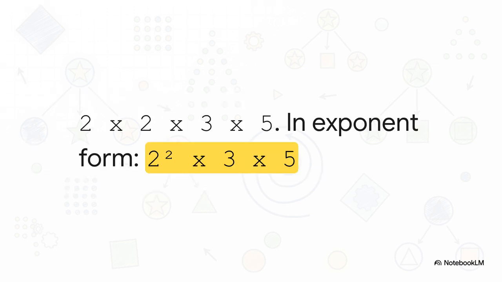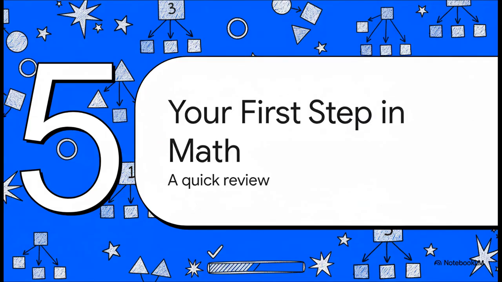So let's gather up all our prime pieces. We have a 2, another 2, a 3, and a 5. And if we want to write that using our fancy exponent shortcut, it's 2 to the power of 2 times 3 times 5. See? Same process. It works every time. And that's really it. You just learned a super important new skill in math.